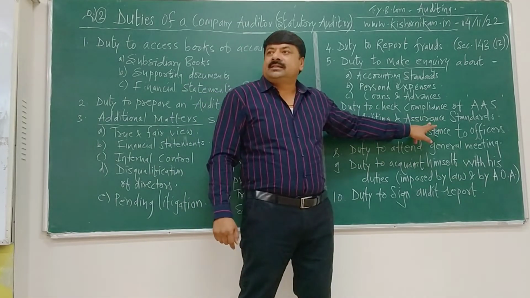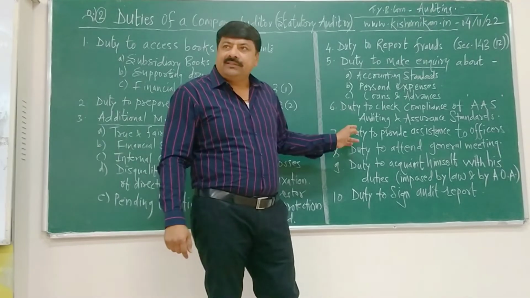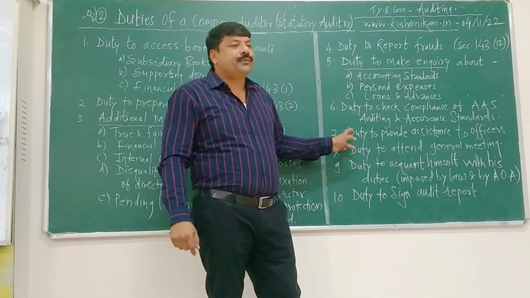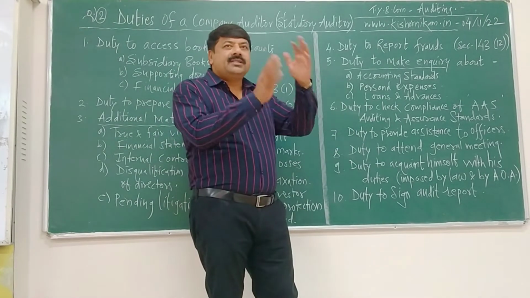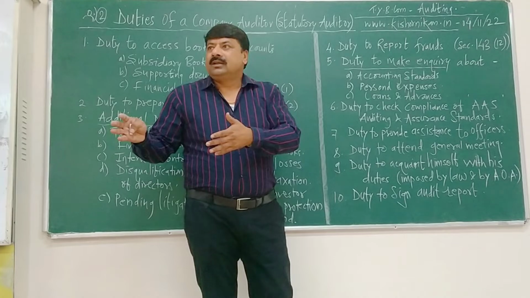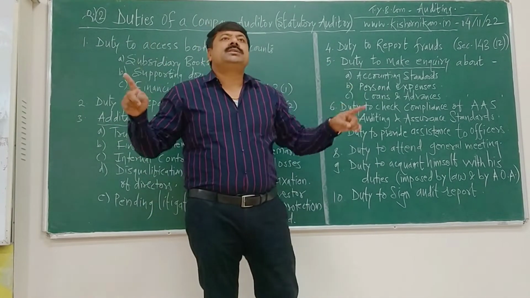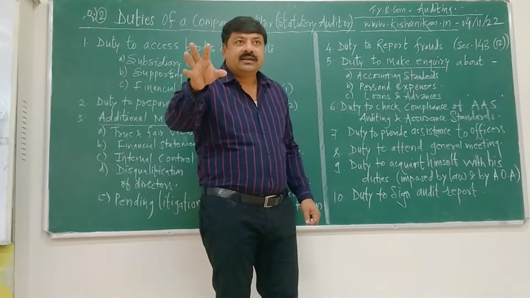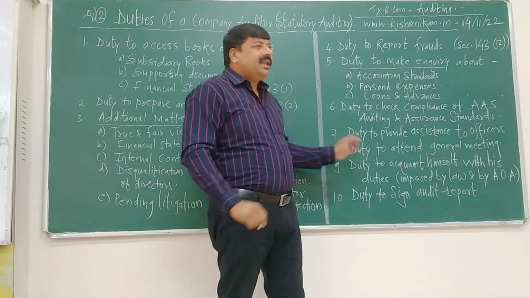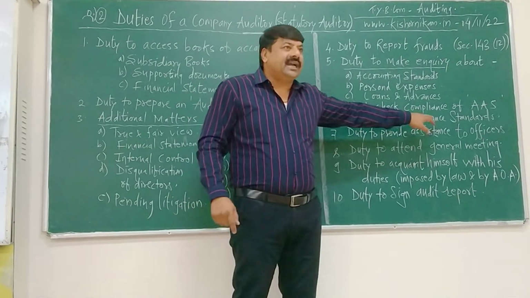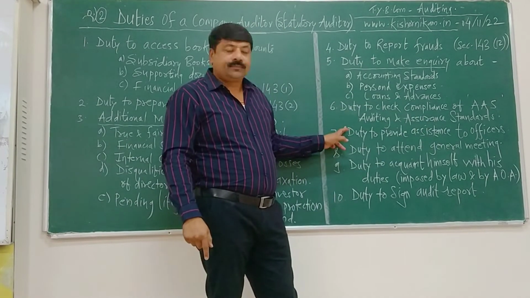Duty to check compliance with AAS, auditing and assurance standards. These are the guidelines issued on different topics of auditing, like the materiality aspect. Which item of accounting is material, which is immaterial. Auditing and assurance standard about materiality. Auditing and assurance standard about financial statements. Different AAS have been issued by the Government of India. What is the level of adherence to these standards by the company? That also he has to comment on in his audit report.